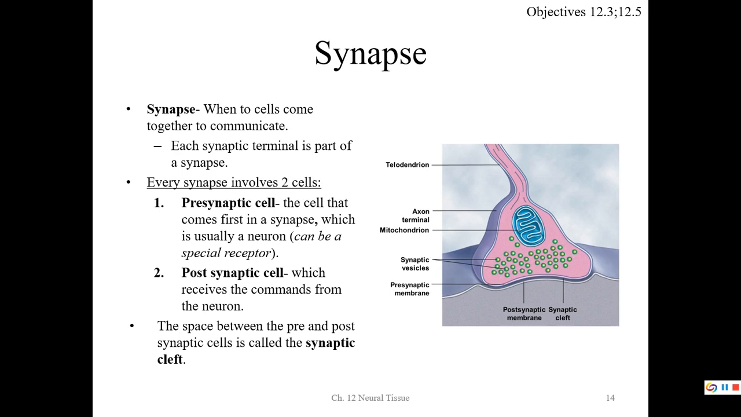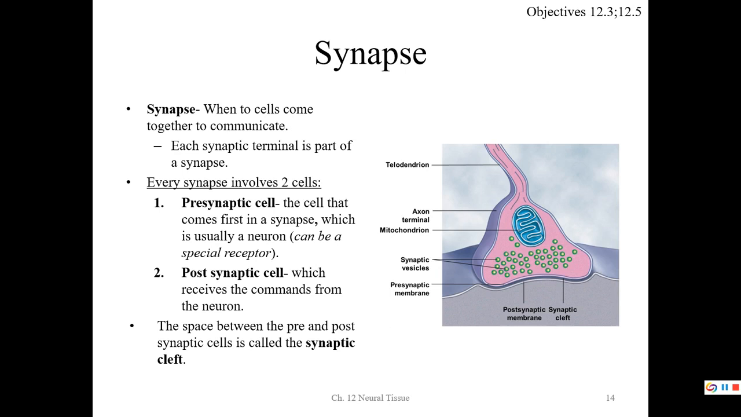Now, a synapse, I like to basically say it's nothing more complicated than when two cells come together to communicate. They talk, and the language they're going to use is neurotransmitters. The synaptic terminal is part of that synapse. Remember, there's a presynaptic cell. That's the cell that comes first. It can be a special receptor, but it's usually a neuron. Usually a special receptor is a specialized neuron. So I can say it's going to be some kind of neuron.